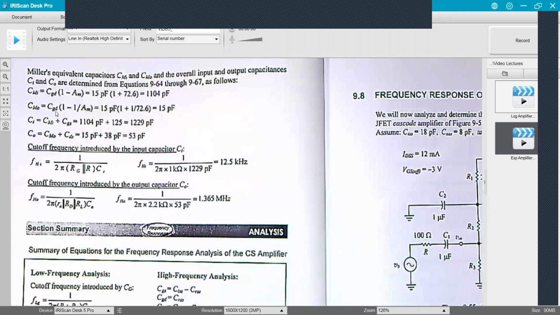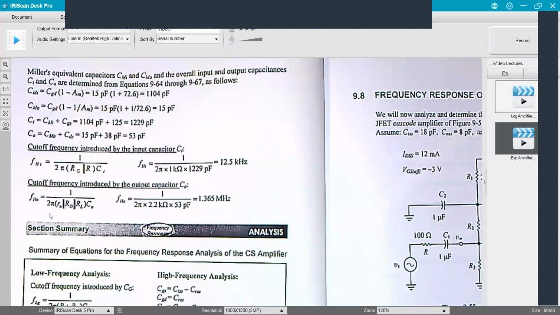And C Miller out is the gain, I'm sorry, the gate to drain capacitance times 1 minus 1 over the gain. In this case, it will be about 15 picofarads. All the capacitance on the input is C Miller in plus CGS. This is 1229 picofarads. And the total capacitance on the output is C Miller out plus C drain to source, which is 53 picofarads.